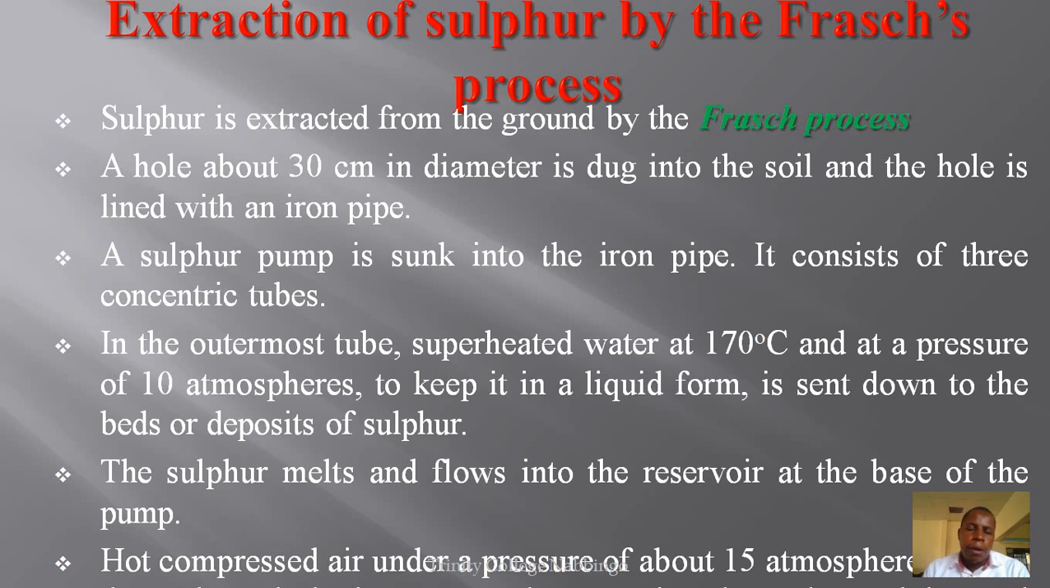And then what is actually done is, in the outer tube, superheated water at about a temperature of 170 degrees Celsius is forced down at a pressure of around 10 atmospheres. What will happen is, this water, once it goes where the sulfur is, what we are calling the sulfur beds or the sulfur deposits, it melts the sulfur. So the sulfur will flow into what we are calling the reservoir. You're going to look at our setup in the next slide. And then hot air can be forced through the middle pipe into the sulfur beds, and then the sulfur will come out through the middle pipe.